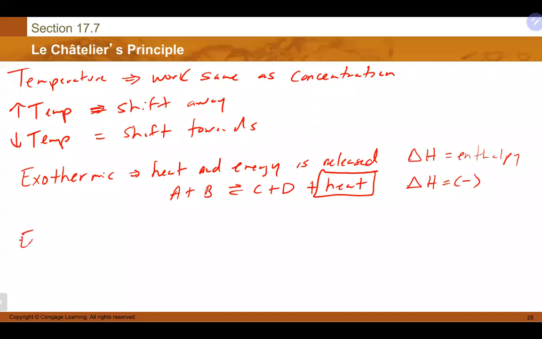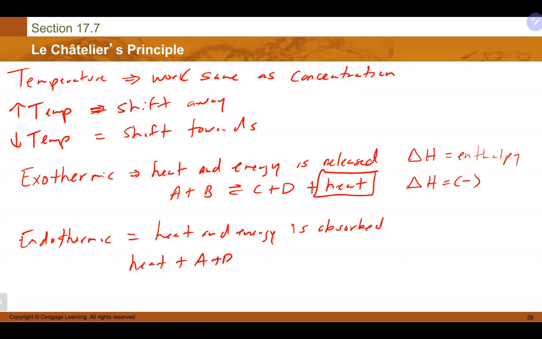So in an endothermic reaction, heat and energy is absorbed. And in terms of a reaction, we consider it a reactant in this case. So we really kind of consider heat and energy as a reactant. And again, as I mentioned a second ago, the delta H would be a positive value. So remember, it doesn't really matter at all the number that's associated with the energy value. If it's a positive number, it's endothermic. If it's a negative number, it's exothermic. That's really all you need.